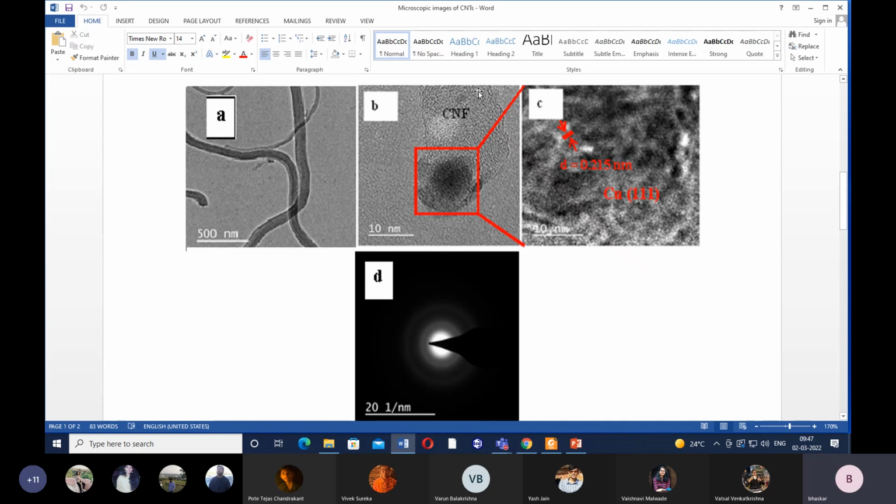Taking one single carbon nanotube and showing the existence of copper nanoparticles on the surface, at the tip of the carbon nanotube, is quite difficult. But luckily for me, I got this image. So here it clearly shows you the growth of carbon nanotubes in this case was facilitated by the tip growth mechanism.